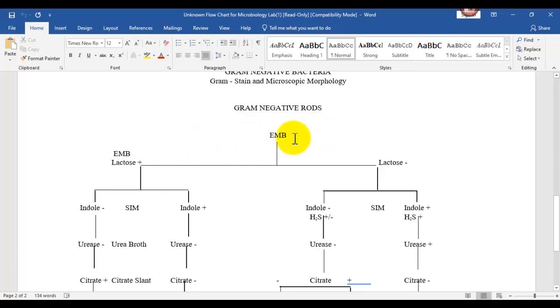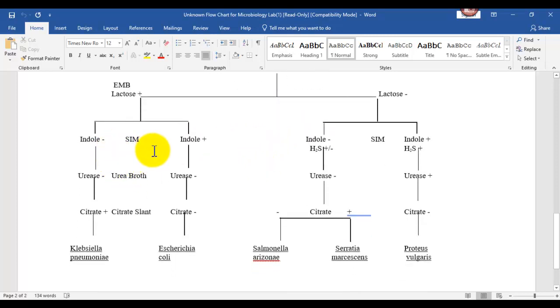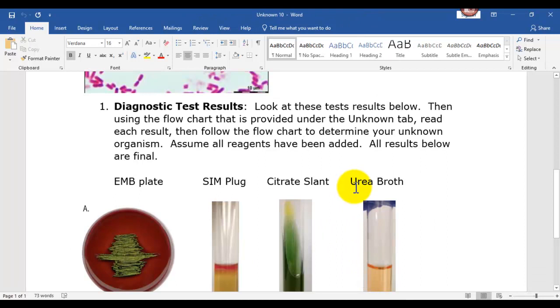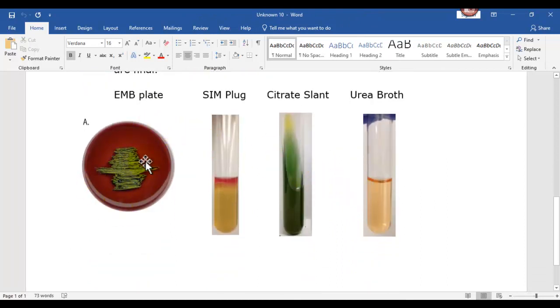So like I said, you're going to streak a plate. You're going to stab one of these little SIM gel plugs. You're going to inoculate a broth, and you're going to streak an agar slant. Put it in the incubator and see what happens. So let's say you come back, and here are your results. Your EMB plate looks like this.